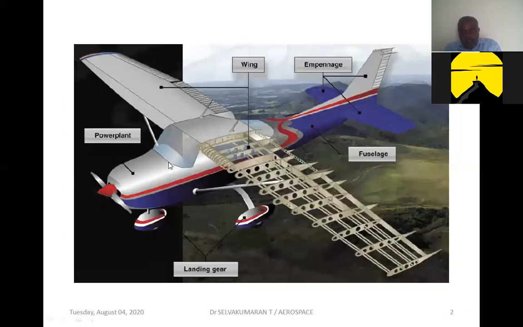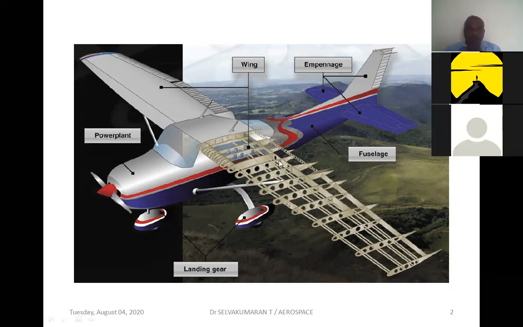So I'm just showing a typical airplane, showing some primary structures like wing and fuselage, the empennage, landing gear, the power plant. The empennage consists of the horizontal tail plane and the vertical tail plane. So horizontal tail plane or the horizontal stabilizer we can call, and vertical tail plane or vertical stabilizers. These are the primary structural elements that are available in the case of a typical aircraft.